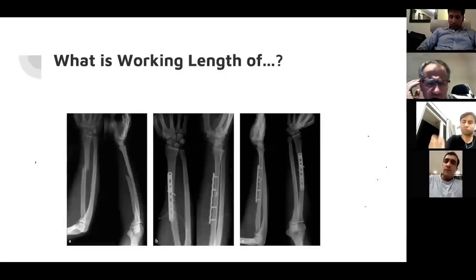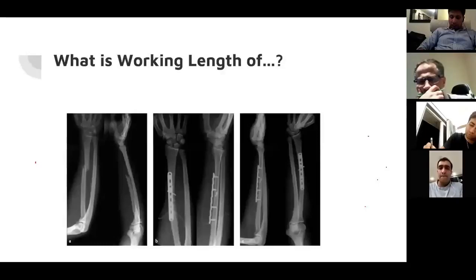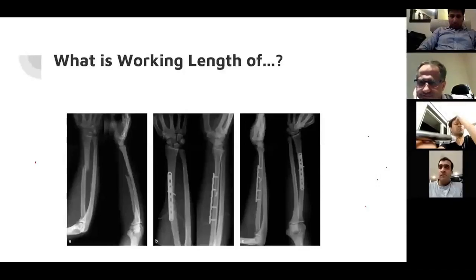Any other places where we would use a neutralization plate routinely? Neutralization plates can be used everywhere. What is the most common fracture presentation that you would use a neutralization plate for? It is like an oblique fracture. I mean, what anatomical area? Usually the ankle, isn't that correct? The most common, yes, ankle, especially on the fibula.